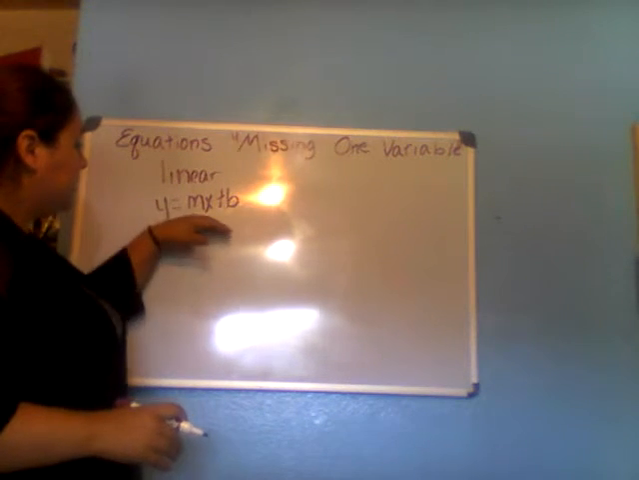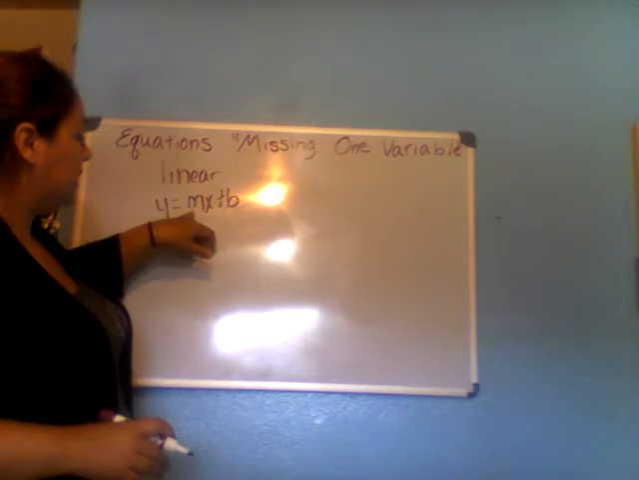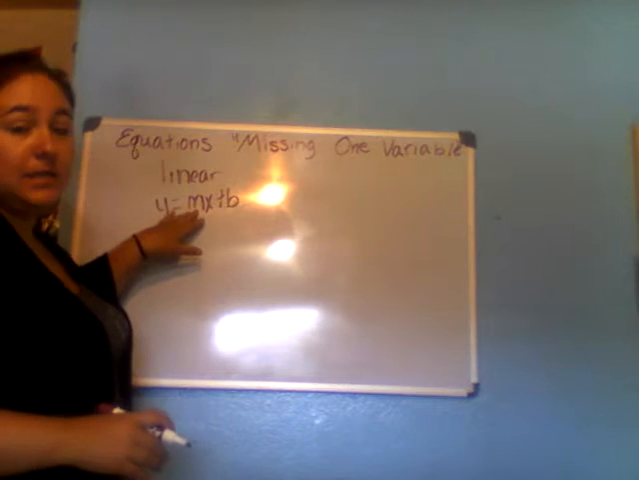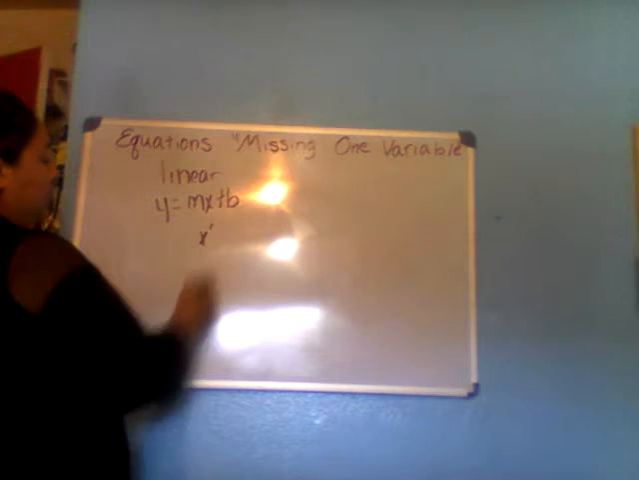But for right now, this is what we need to look at right here, the mx. The x is the missing variable in this equation. Both m and b are just constants of the equation. M is the slope, and x is to the first power in all linear equations.